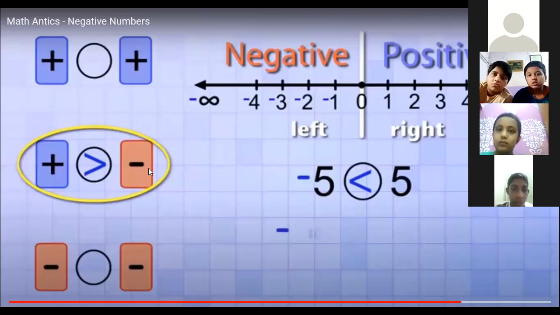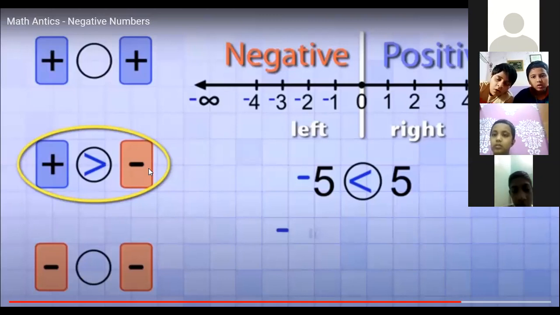You people have done this type of thing in small classes, like 4th and 5th. With two positive numbers you can easily say 100 and 200, then automatically 200 will be the greater. When the twist comes, when you have two different signs, one positive and one negative, you will be a little confused. So the only thing you need to remember is that always the positive sign is greater than the negative sign.